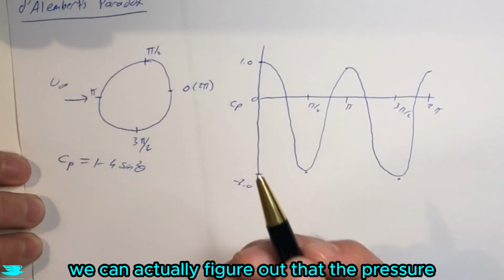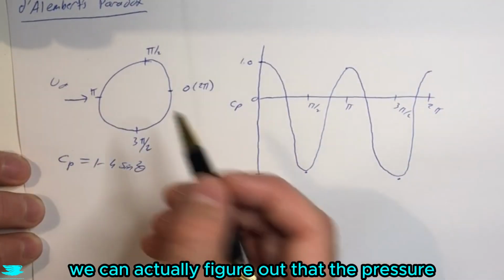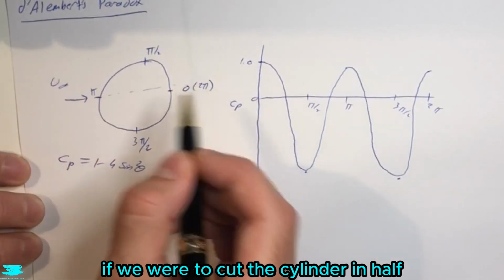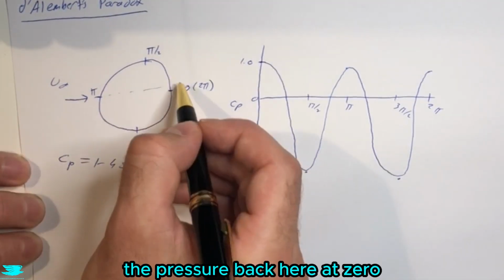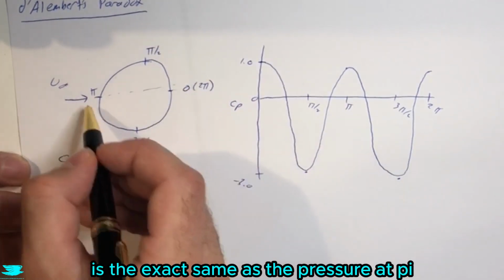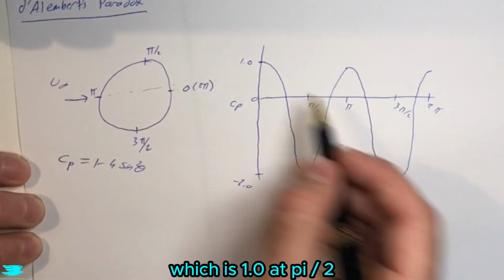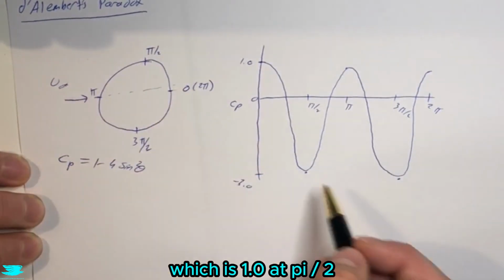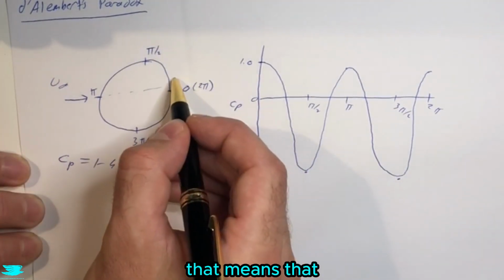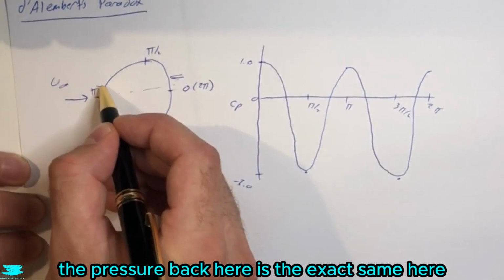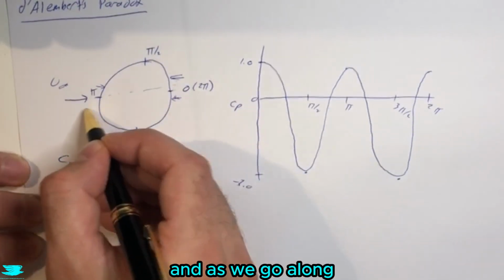So knowing this, we can actually figure out that if we were to cut this cylinder in half, the pressure on top is literally symmetrical to the pressure underneath. The pressure back here at 0 is the exact same as the pressure at π, which is 1.0. At π/2, it's minus 3.0. And anywhere along here, they all cancel out. So that means that the pressure back here is the exact same here, and as we go along.